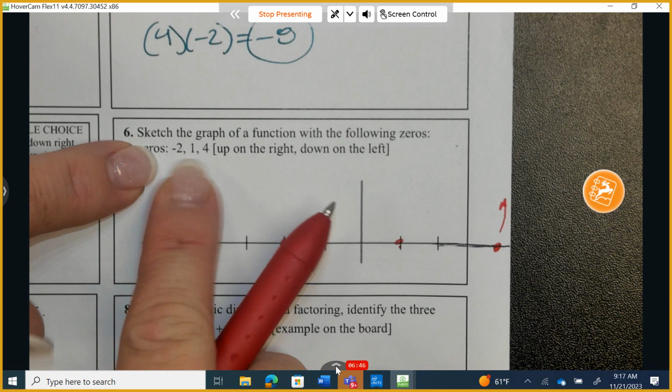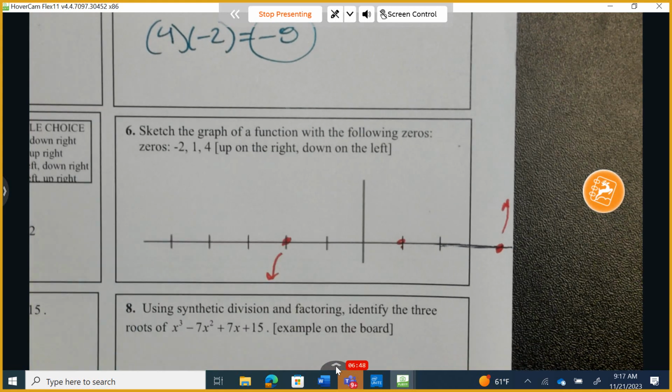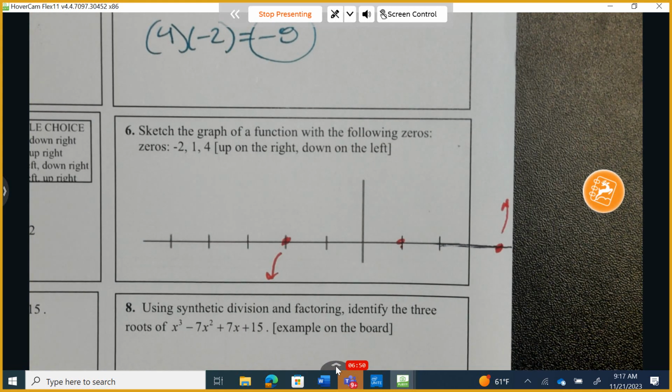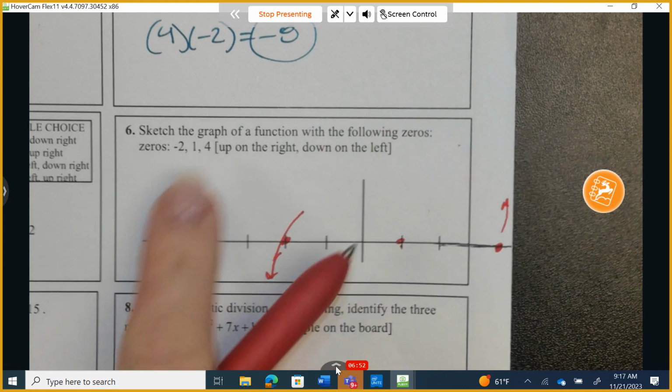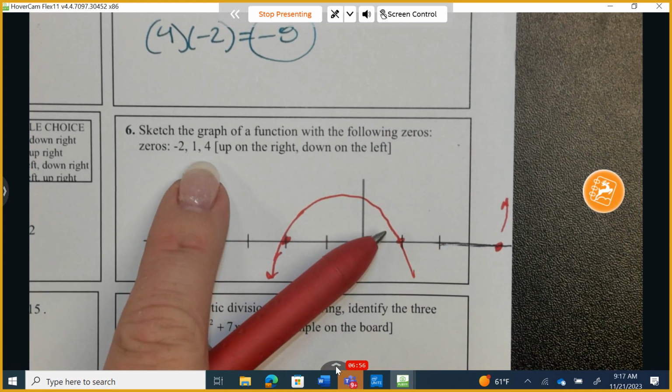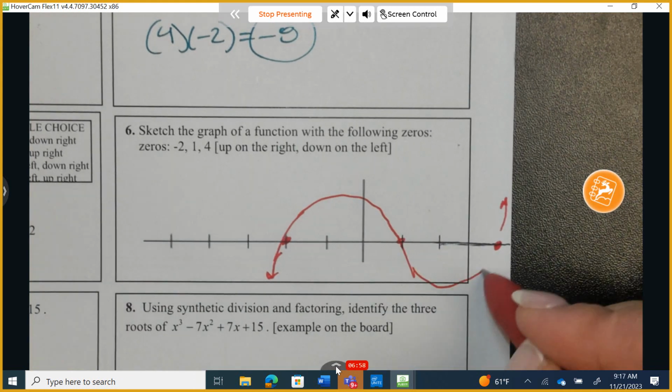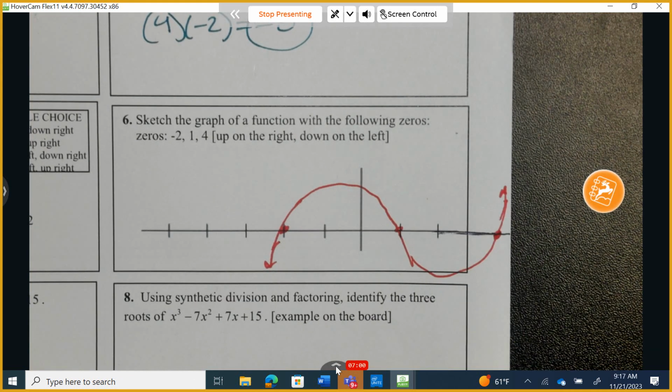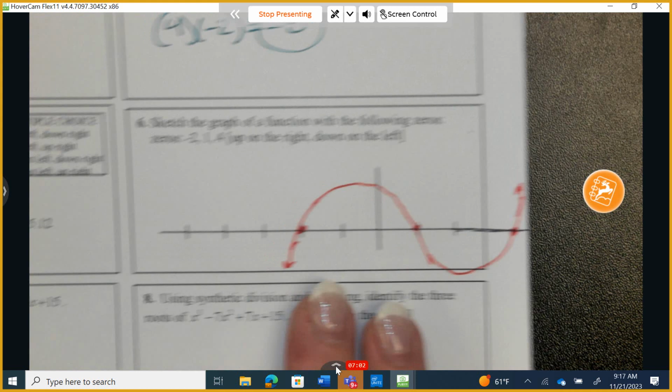Notice that -2 is only listed once. That means it's multiplicity 1, and it just cuts through the x-axis. Notice that 1 is listed once, which means it just cuts through the x-axis. 4 is listed once, it just cuts through the x-axis. Okay, let's go on right now to number 7.